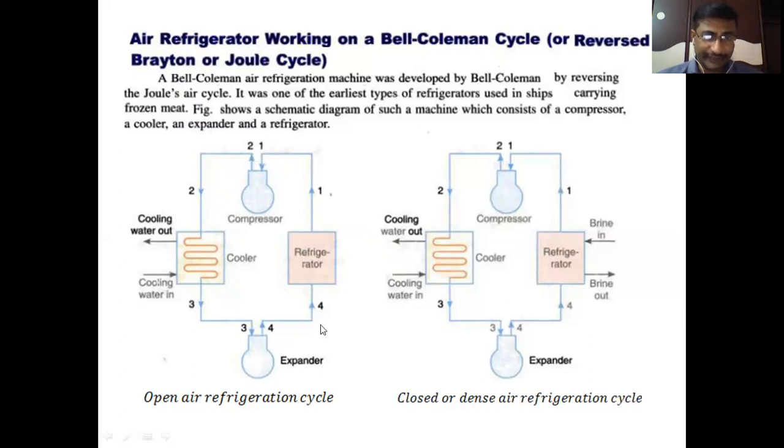Here, after expansion, the air is sent to the refrigerator. For example, this refrigerator is assumed as a room to be cooled. The refrigerant is directly sent to the room, and the air is taken from the room again freshly. Here in the closed cycle, after expansion, the air is sent to the refrigerator, which is a closed one, and the refrigerant passing through the refrigerator is again sent to the compressor.